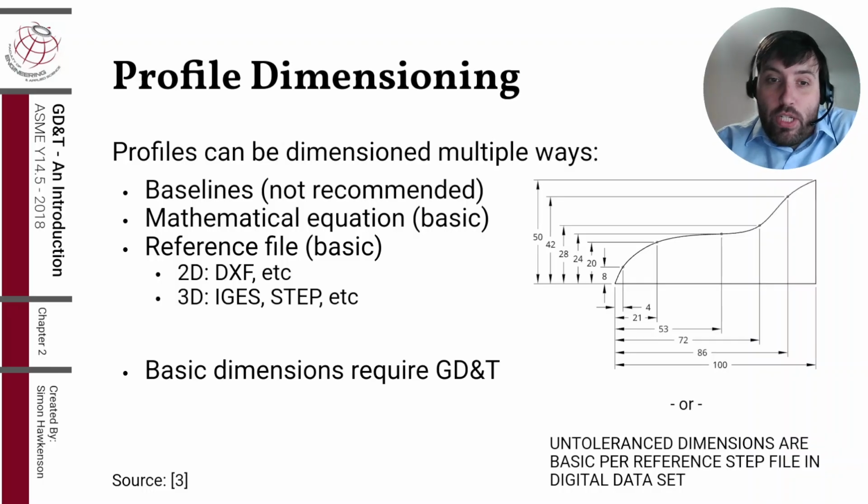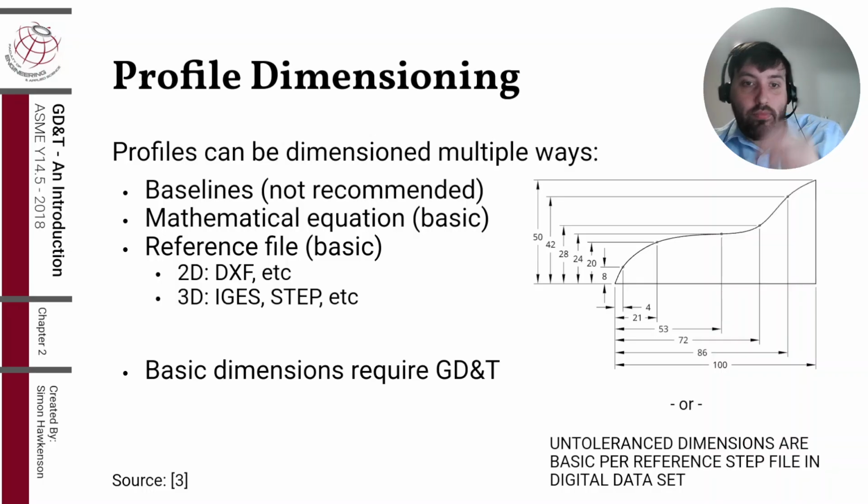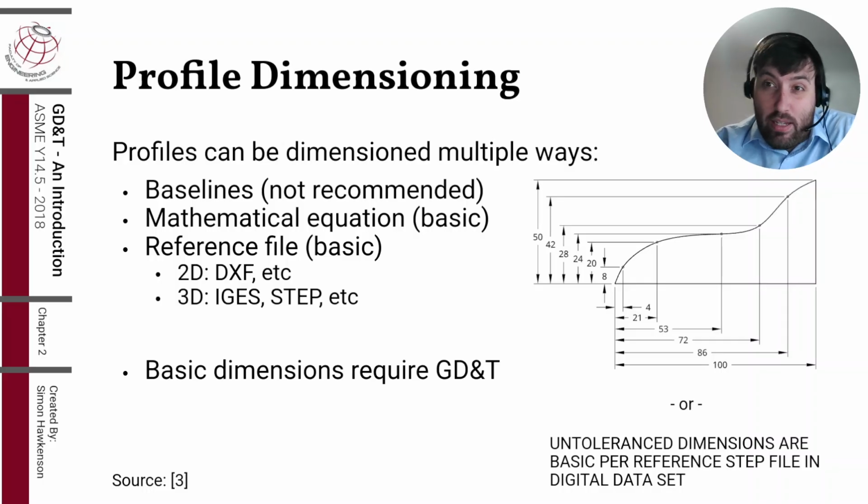You might make the reference, for example, by putting a note on the drawing saying untoleranced dimensions are basic per the digital data set. You can also refer to the file format if you want things to be clear. So in here, I put the reference STEP file, but that doesn't really matter too much. What matters is that you clearly say that the untoleranced dimensions are basic, and make a reference to a file. And again, I mentioned basic. We'll get to how GD&T can tolerance these basic dimensions later.